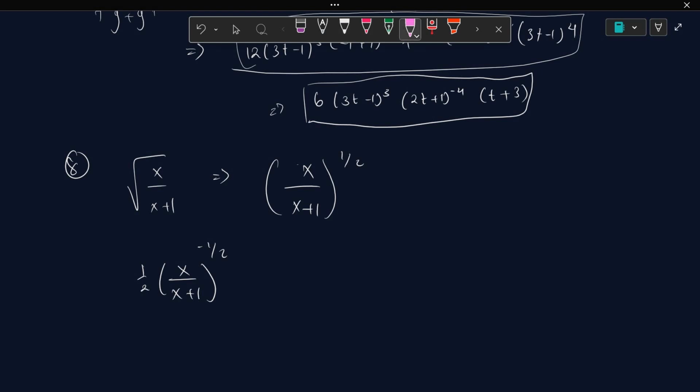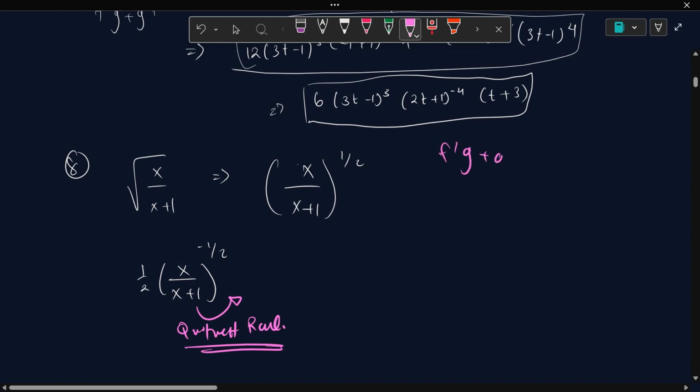So how do you find the derivative of the inside function? If it was really simple like 2x plus 1, it would be really simple to take the derivative of the inside function. But this inside expression that you see over here is basically a quotient rule. And how do you find it with the quotient rule? That is basically f prime times g plus g prime times f.